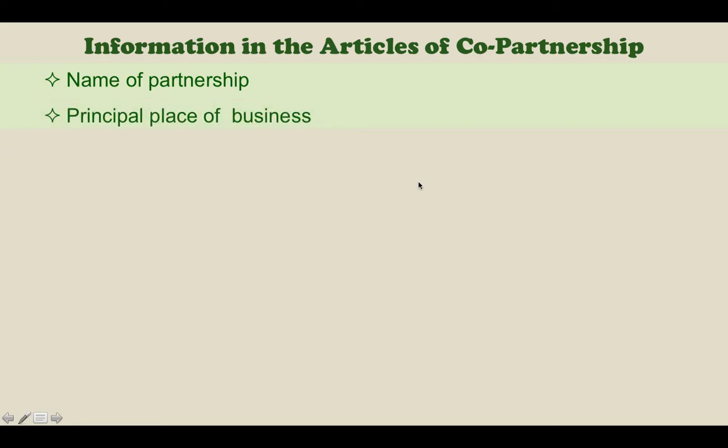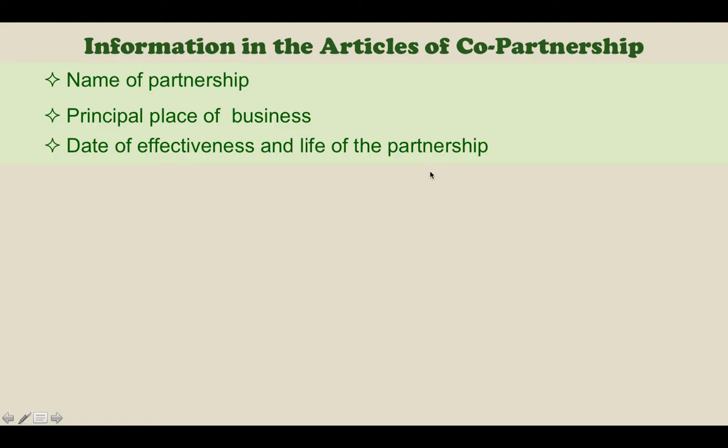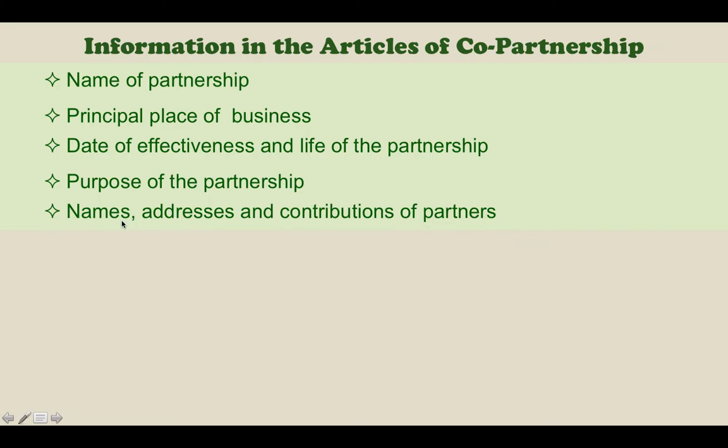Now let us discuss the information in the articles of co-partnership. What are the information that you can find in the articles of co-partnership? The name of partnership is number one, the principal place of business, the date of effectiveness and life of the partnership. If there is a life of the partnership, then you have to indicate that. The purpose of the partnership, why you are engaging in a partnership, so you have to state the purpose. The names, addresses, and contributions of partners. So all partners or the owners of the partnership, you have to indicate the respective names and addresses and how much the contributions were.